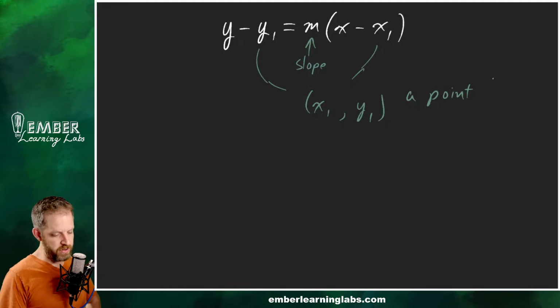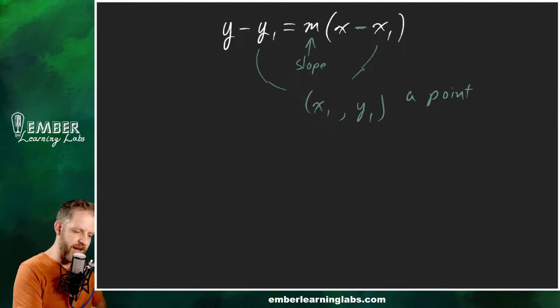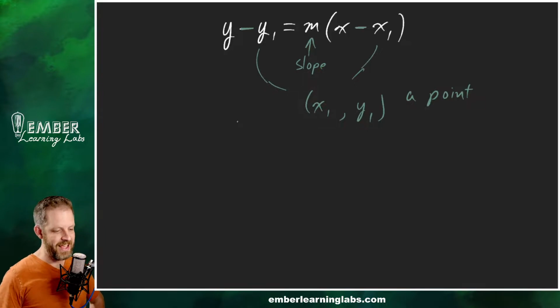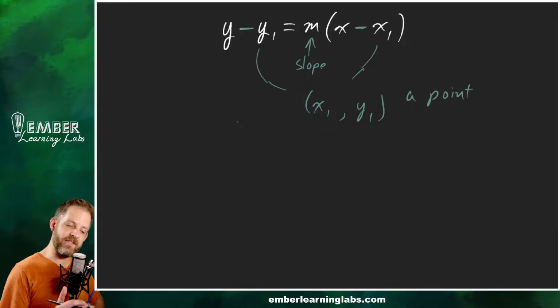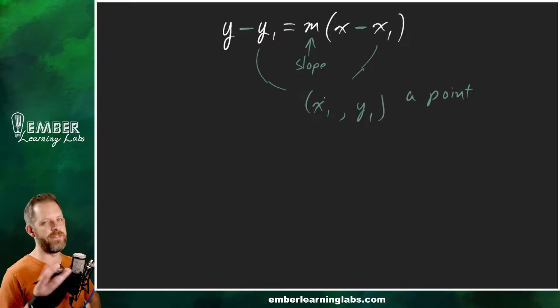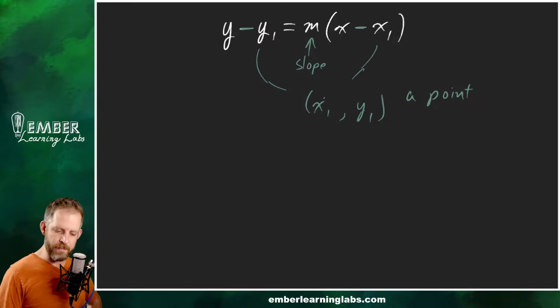Now, it's important to notice that these are minuses, right? There's minuses. And since those are minuses, that means that whatever is in the equation, to get the point out of that, you've got to flip the signs. Let's look at a couple of examples of using point slope and all of that.